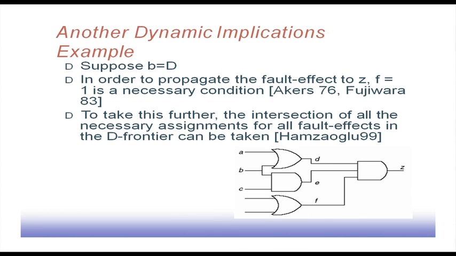Another example, suppose b is equal to d. Okay. So, if we want to propagate this fault effect to z, f must be equal to 1, b equal to d. So, this f must be equal to 1, and if we want to take this further, the intersection of all necessary assignments of all fault effects in the D frontier can be taken. So, we can take this D frontier, like this is a D frontier, then E is a D frontier. So, if we are trying to propagate them, and we take the intersection of them, then we can find the implication, dynamic implication.